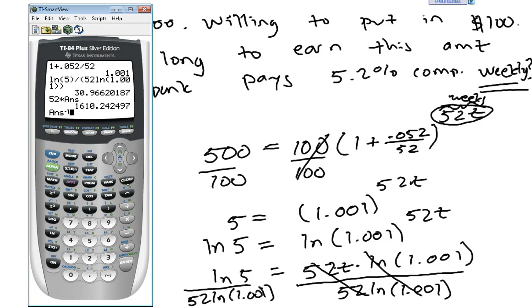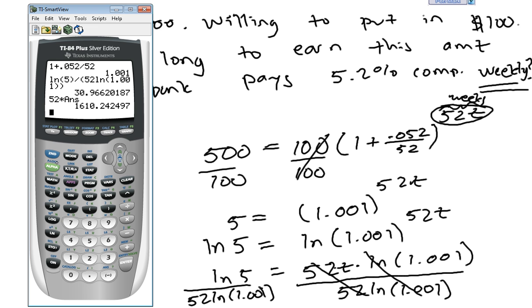Now, in reality, this actually said to invest for 1,610.2 months. That's taking the number of years that it'll take and multiplying it by 52. However, a bank is not going to pay us in between weeks. They only pay us interest at the end of every week. So we would actually have to leave our money in there for 1,611 weeks, which would be roughly 31 years.